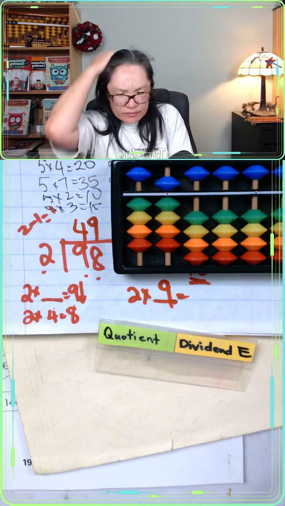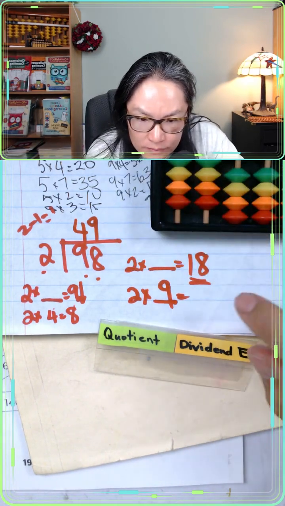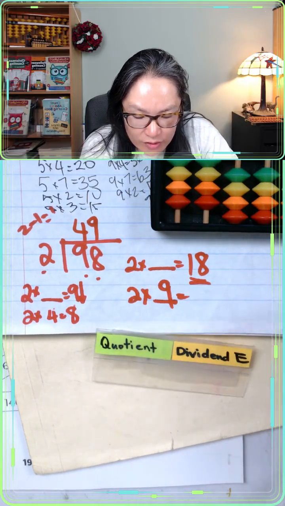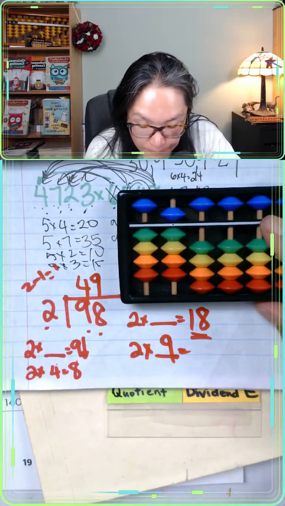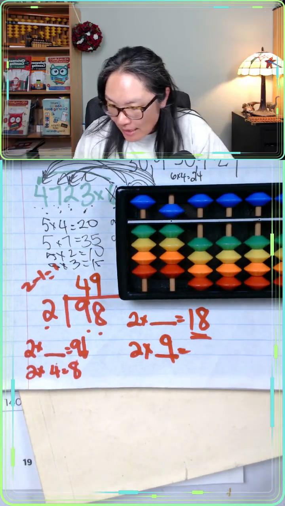That's division. I don't know if that made sense. Because what are we doing? We're looking at how to do multiplication in reverse, and we do subtraction. That's it. That is how you do division on the abacus.